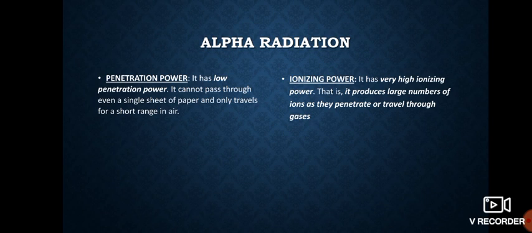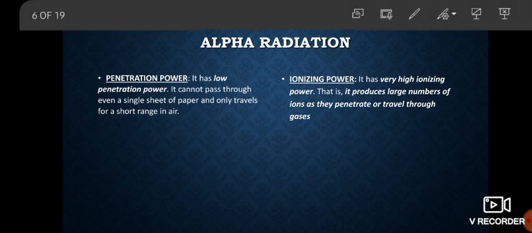We want to find out the penetration power and the ionizing power of alpha radiation. If we talk about the penetration power, we want to find out the ability of alpha radiation to penetrate or go through substances. Alpha radiation has low penetration power. It is not even able to pass through a single sheet of paper, and it travels for only a short range in air.